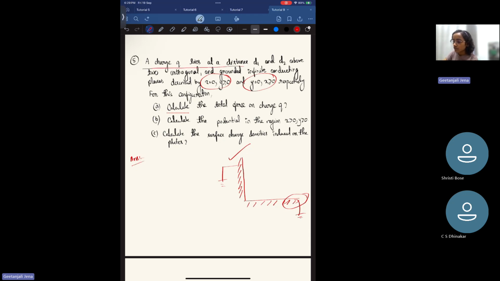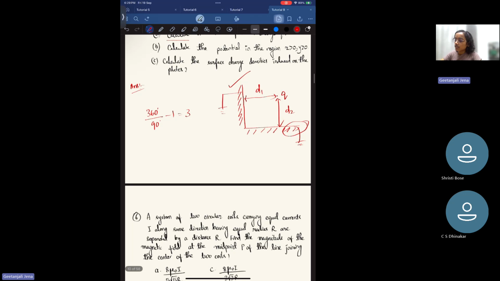So there is a charge Q which is at a distance d1, d2 above two orthogonal grounded conducting planes. So Q is there and d1 is the distance from the x equal to 0 plane. That means this is d1 and this is d2. So the number of image charges will be 360 by 90 minus 1, which is 3. So the location of charges, let us see.